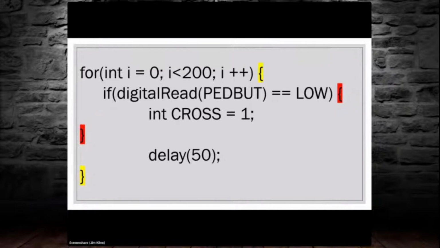When the sketch reads a low on the PED button, P-E-D-B-U-T, the sketch will assign a value of 1 to the variable cross. The sketch can continue to read button activations. However, once the value has been loaded into the variable, cross will always have the value of 1. Subsequent button activations will have no effect.